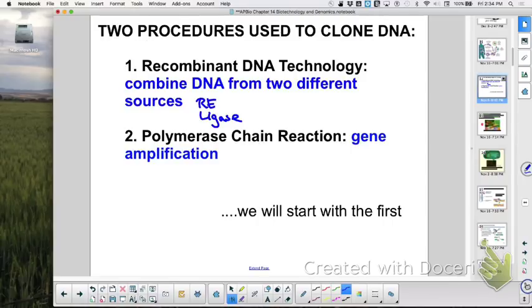Now, we know that it'll form the hydrogen bonds to bond them back together, but what seals the phosphate sugar backbone? The ligase. So those are the two enzymes we need here.